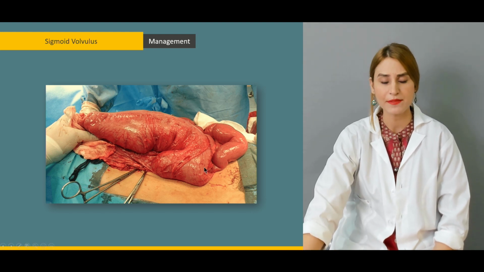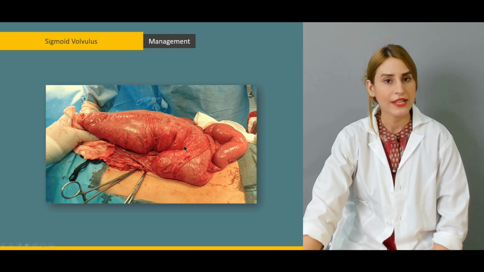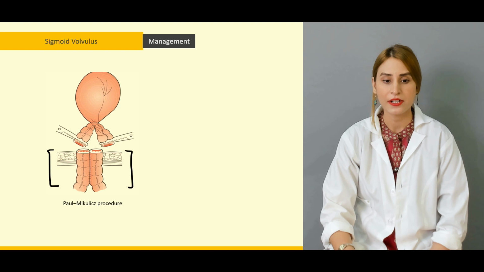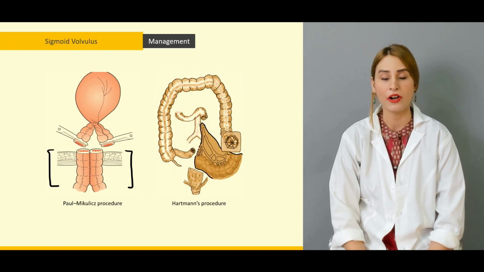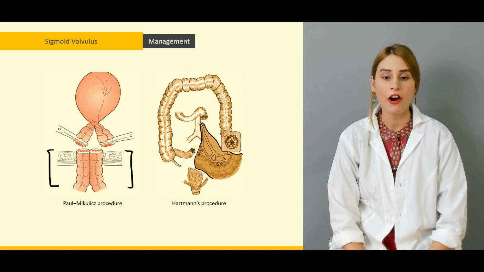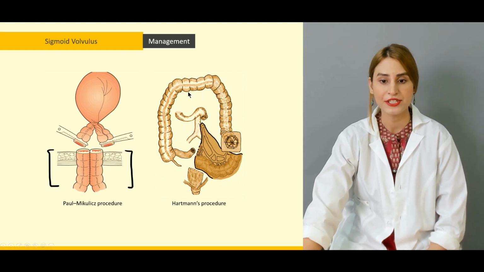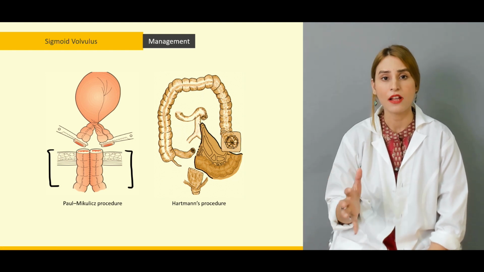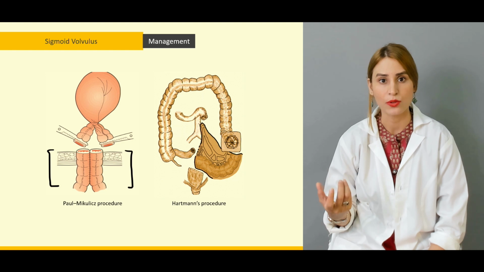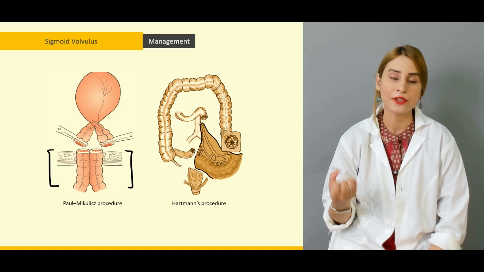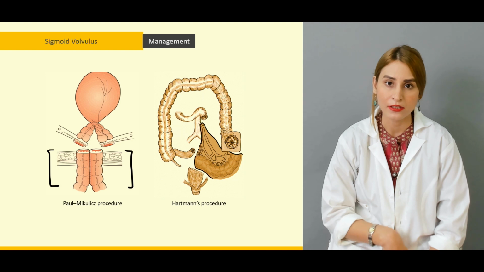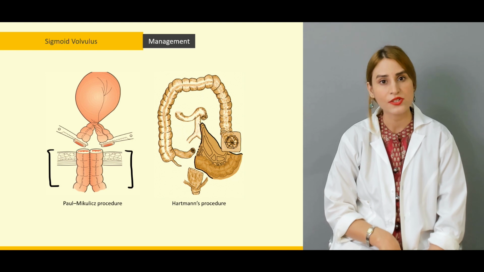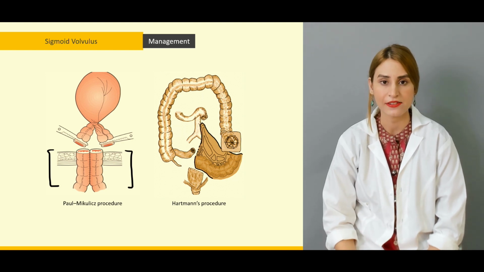So this was a large sigmoid volvulus, and for that you have to resect, and then do the primary anastomosis. The other options are either the Paul Mikulicz procedure or the Hartmann procedure. In the Hartmann procedure, you just resect the pathological or gangrenous part of the intestine, and then you bring the proximal site out as the colostomy, and the rest of the non-functional part of the colon is kept inside the abdomen.